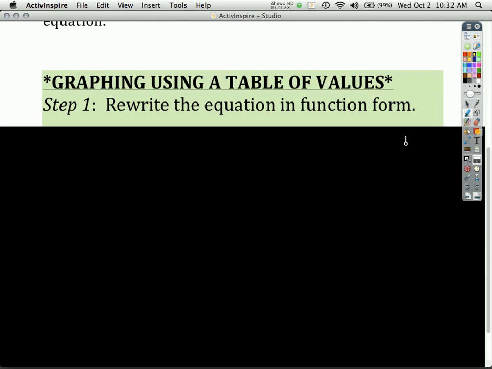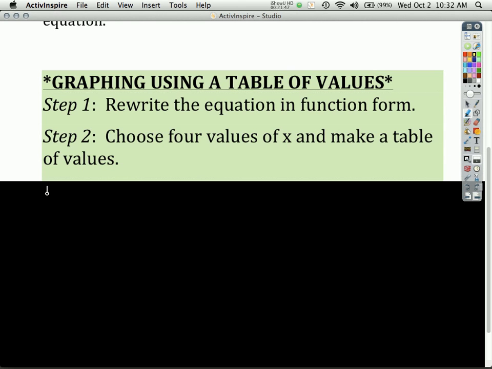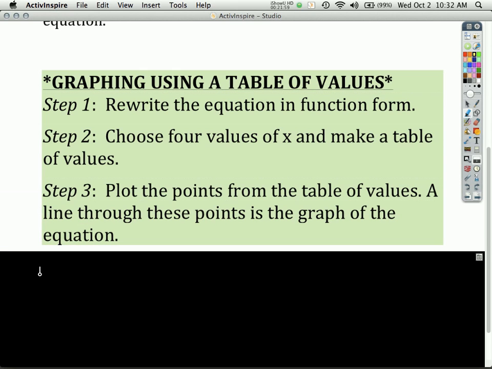So rewriting an equation in function form. Some of you, you're going to get tripped up a little bit, but I'm not going to slow down. You were already supposed to be an expert at putting something in function form. If you're not, you're going to have to come up to my level of expectations. Don't worry, we'll get to that in a couple of minutes. Step 2. Choose 4 values for x and make a table of values. And then finally, plot the points and make a line through them.